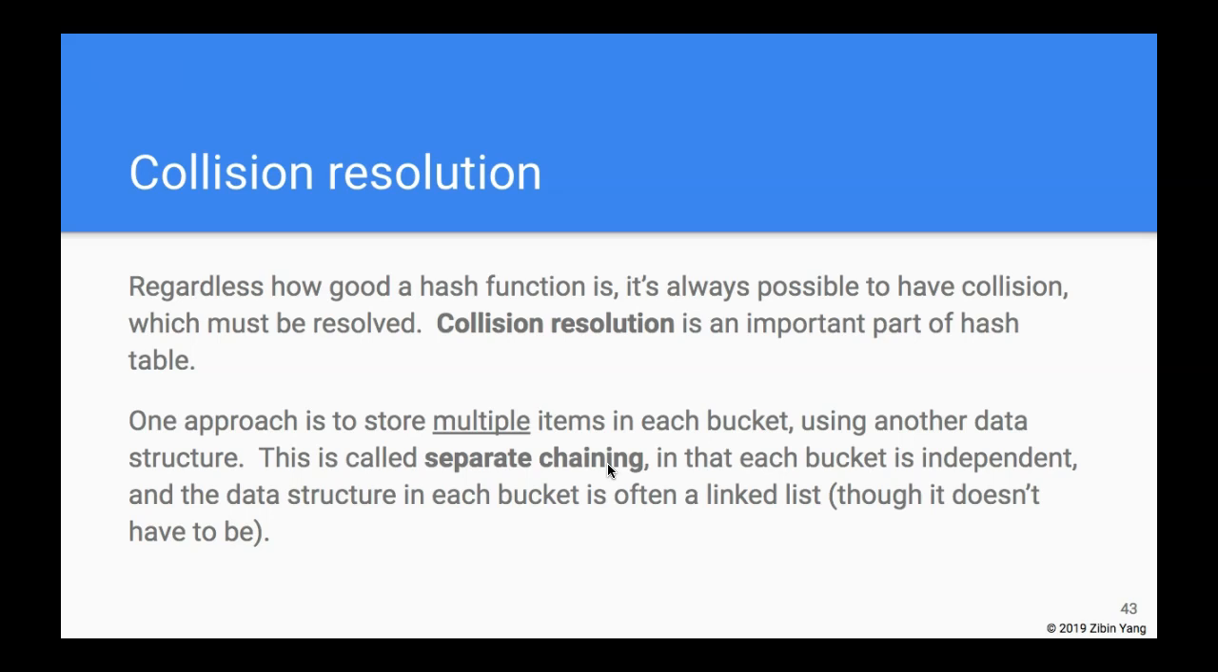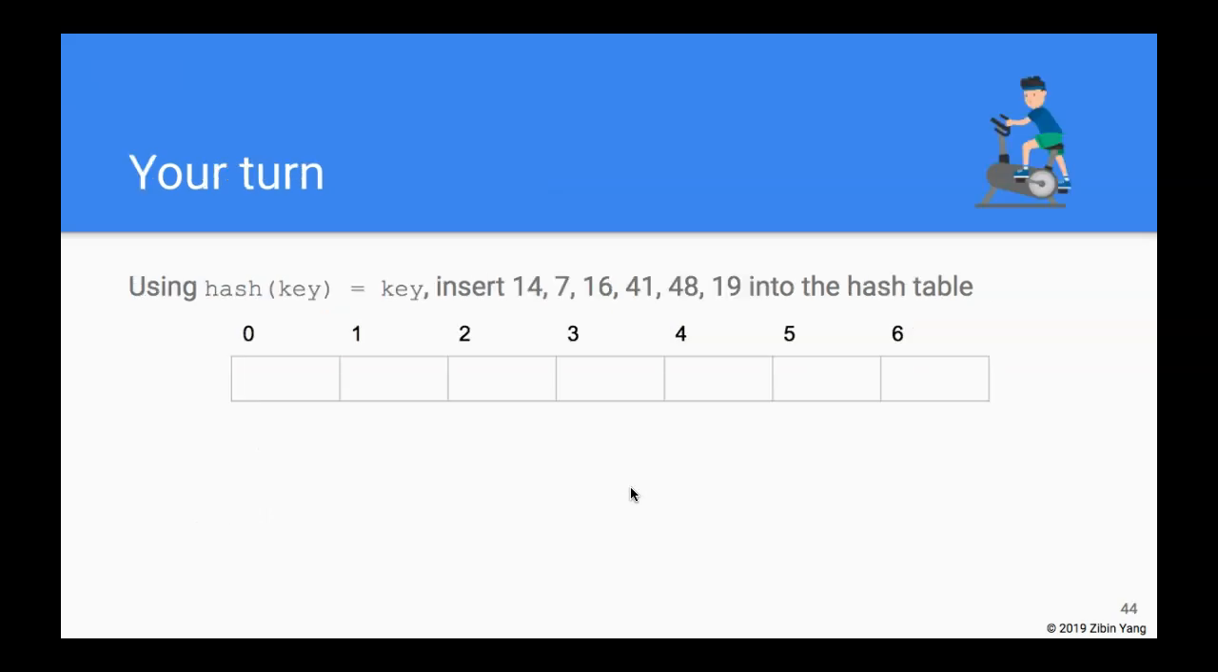And in order to hold multiple items, we can use another data structure. This idea is called separate chaining, probably because each bucket is independent, and also the data structure in each bucket is typically a linked list, although it doesn't have to be. Before we see how separate chaining is implemented, you should know how it works.